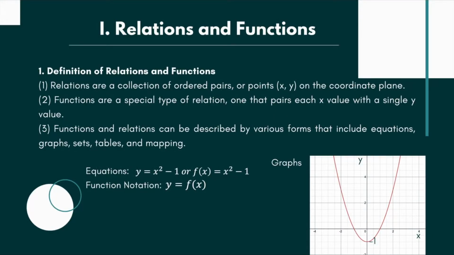Starting off with the definition of relations and functions. Relations are a collection of ordered pairs or points x, y on the coordinate plane. Functions are a special type of relation that pair each x value with a single y value. Functions and relations can be described by various forms that include equations, graphs, sets, tables, and mapping.